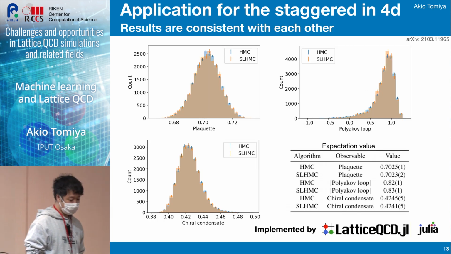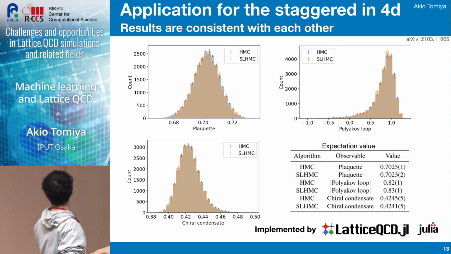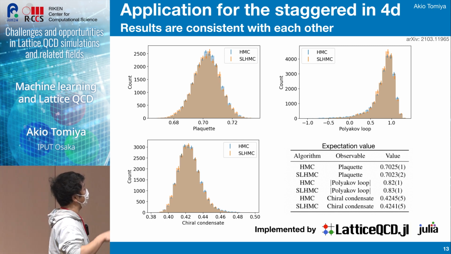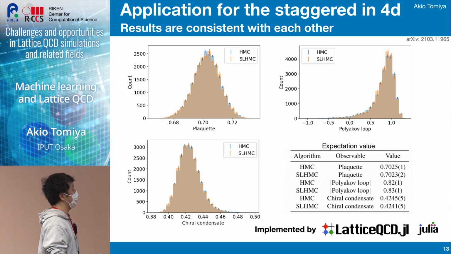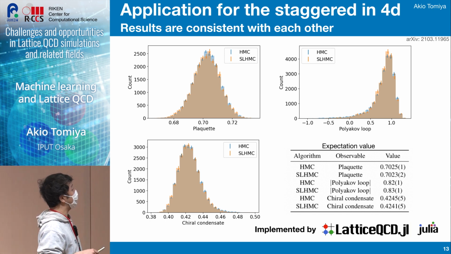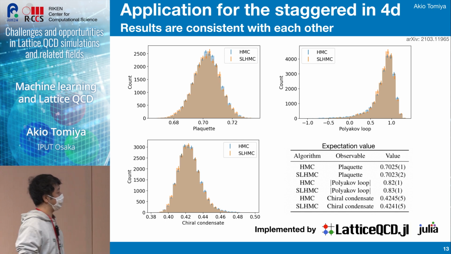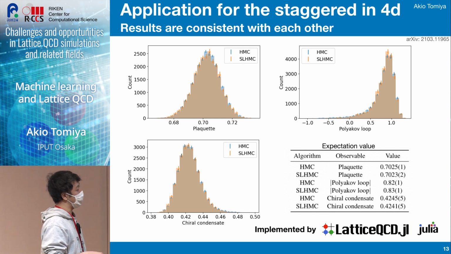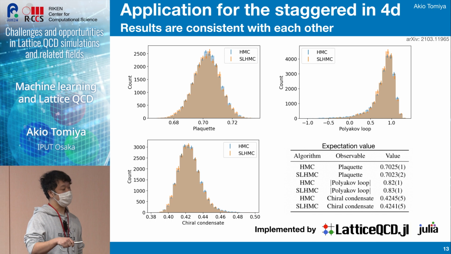And this is the final slide of my first part. This shows the plaquette, a Polyakov loop, and a chiral condensate. Different colors indicate different algorithms, but they mostly overlap. Of course, self-learning hybrid Monte Carlo is an exact algorithm, so this is expected, but we got results consistent with HMC. And these results are obtained by our code, LatticeQCD.jl, and I will explain it later.